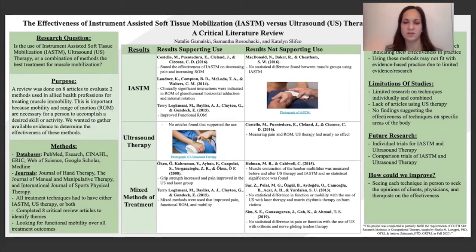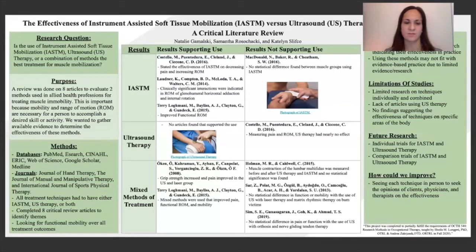The next section talks about ultrasound therapy. In the middle left box, you can see that none of the articles found that ultrasound therapy alone produced any significant improvements. Here you can see a picture of ultrasound therapy applied to the hand and wrist. In the middle right box, we only found one article that looked at the effects of ultrasound therapy by itself, and the results of that study said that it had nearly no effect on improving pain or range of motion.